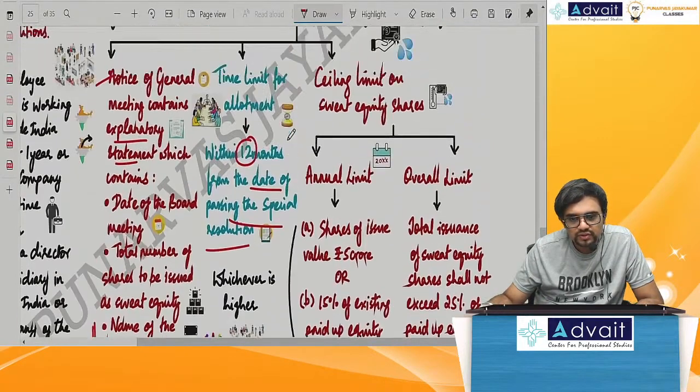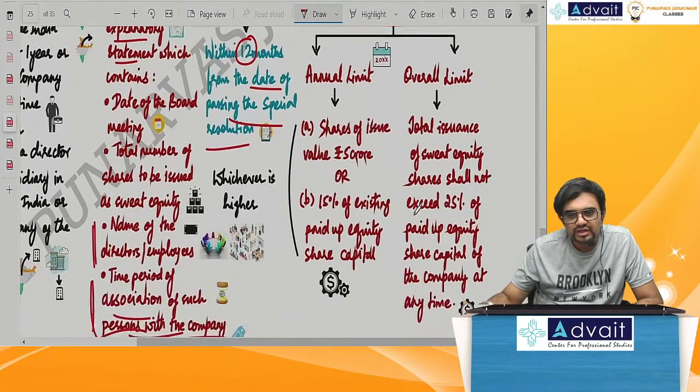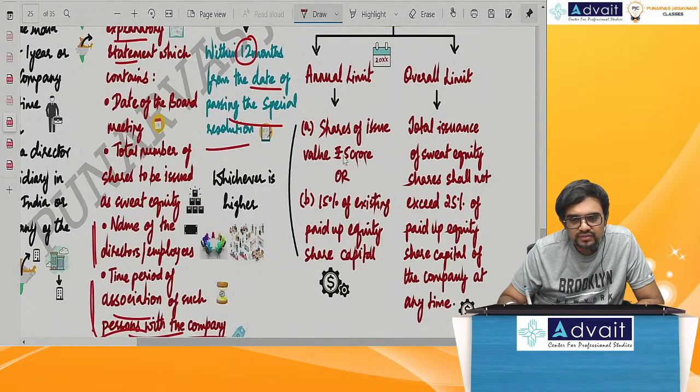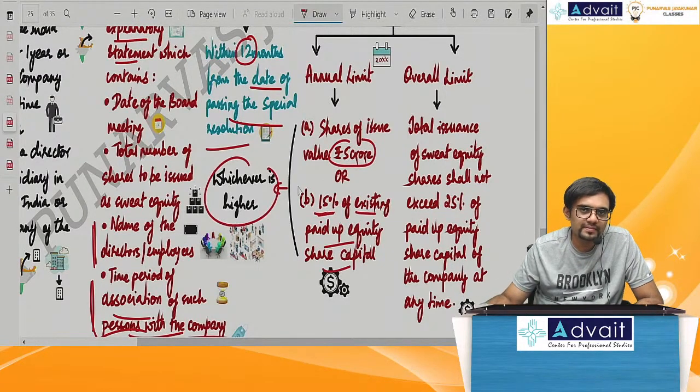Coming back to this, ceiling limit on sweat equity shares. Ceiling limit. Annual limit maximum 5 crore or 15% of existing paid up capital, whichever is higher.